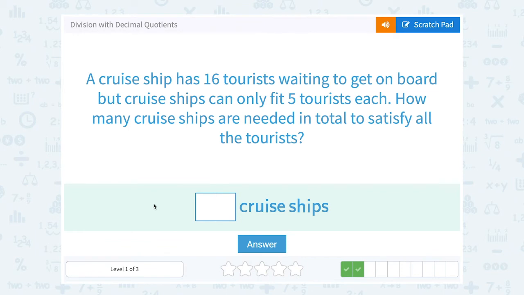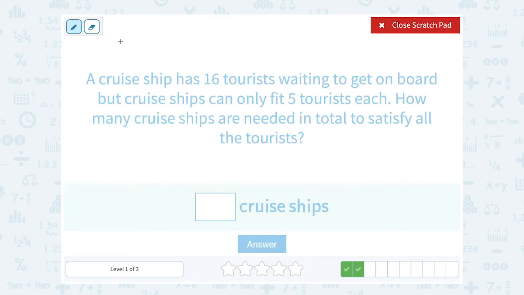A cruise ship has 16 tourists waiting to get on board, but cruise ships can only fit 5 tourists each. How many cruise ships are needed in total to satisfy all the tourists? Well, we would say the total number of tourists, 16, divided by how many tourists we can put on each ship, 5, is going to tell us how many cruise ships we need. And 16 does not divide evenly by 5. So let's set it up like this, 16.0, right? That has the same meaning as 16, divided by 5.